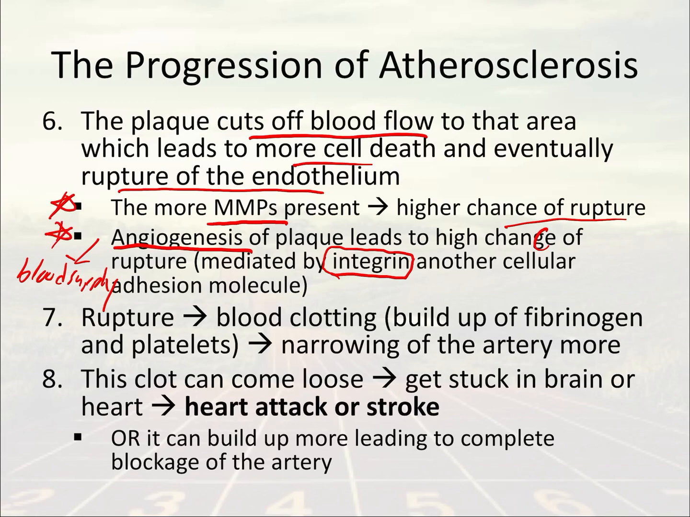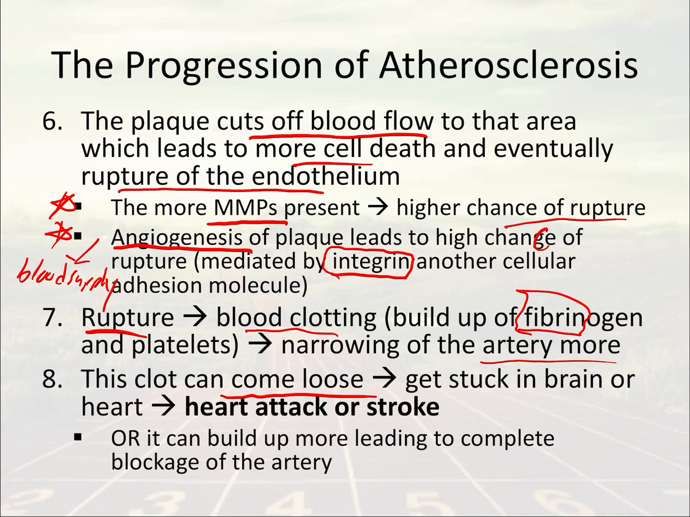Okay, so if these two things are happening, then we're more likely to rupture. So when that rupture does happen, what that does is that exposes some of that collagen and other stuff that's inside the blood vessel wall to the blood, that immediately stimulates the blood clotting process. And the blood clot is made up of fibrin, and so fibrin and platelets all form this big blood clot, and that narrows the artery even more.